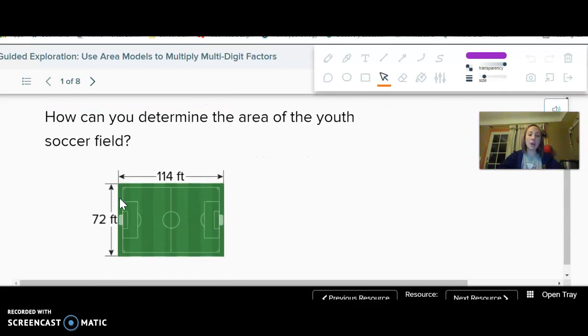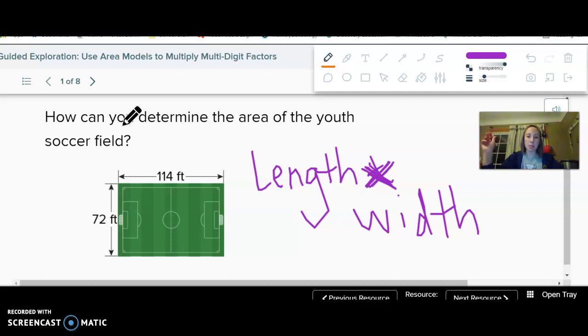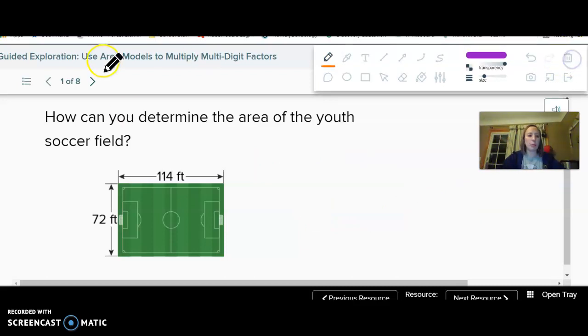So the problem today, how can you determine the area of the youth soccer field? The picture they have there. Well, how do we get the area of a rectangle? We just do length times width. So go ahead and write that on your notes because that comes up in multiple problems. They'll give you word problems where they ask for the area and you have to multiply to get the area. So that is a times, by the way, and it's a little crooked. Times length times width. You could write L times W if you know what those stand for, if you remember.